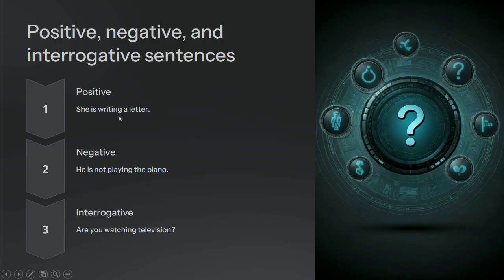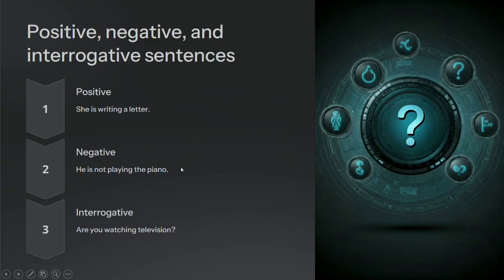For positive, we use the formula that I told you in previous slides. She is writing a letter. Okay, now we want to form this sentence to a negative form. Let's see. We just add not after our to be verb. For example, she is writing a letter. She is not writing a letter, or he is not playing the piano.